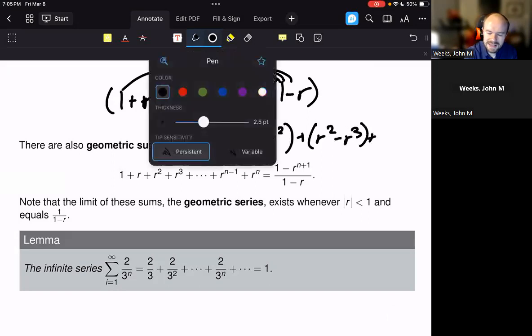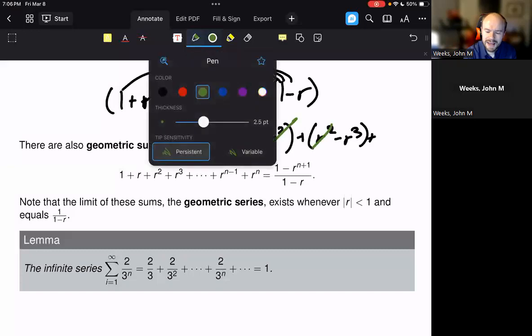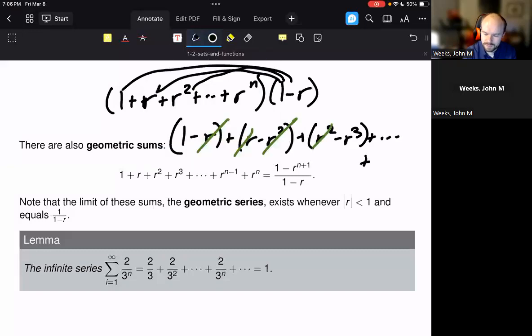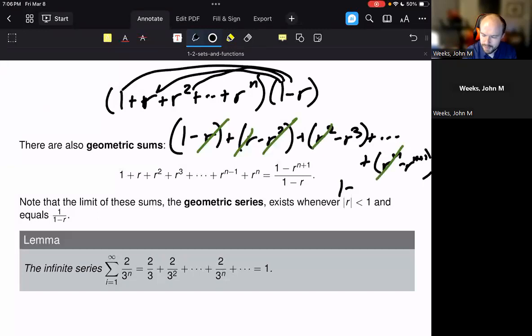And you can see that these end up telescoping as well. The r's cancel, the r squareds cancel. And what I end up with is something like this, where the r to the n cancels again, and I'm left with just 1 minus r to the n plus 1. The last step is to find what this sum is equal to. I just need to divide both sides by 1 minus r.